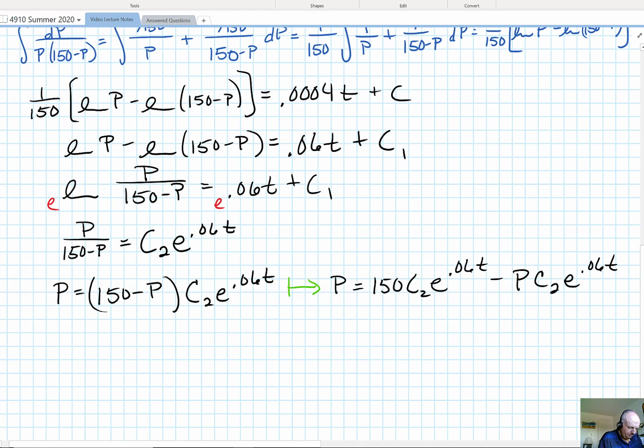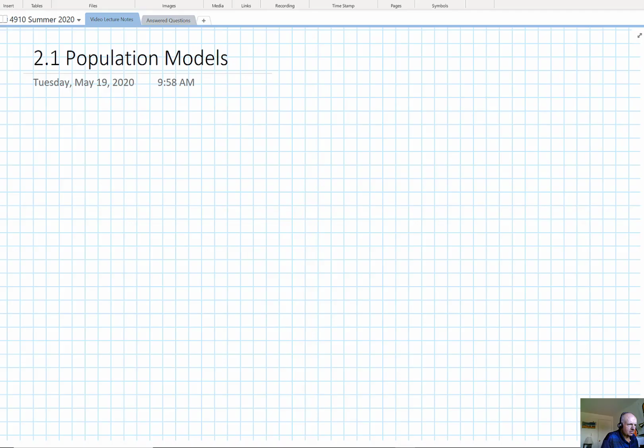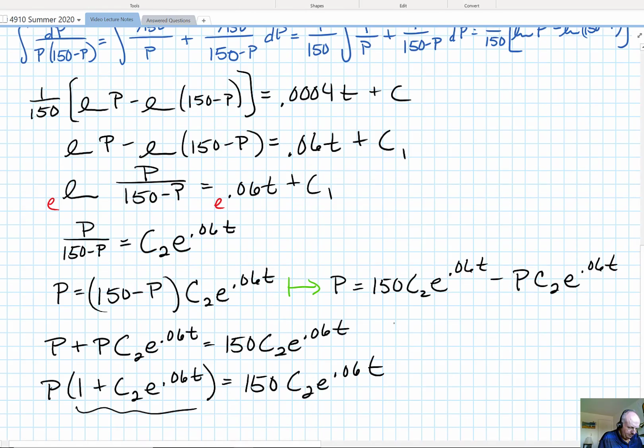Right? The reason we do that is because if we want to solve for P, we need to get all the P's on one side. So we move that P term over and factor it out. And then we can divide by this term and end up with an expression for P.